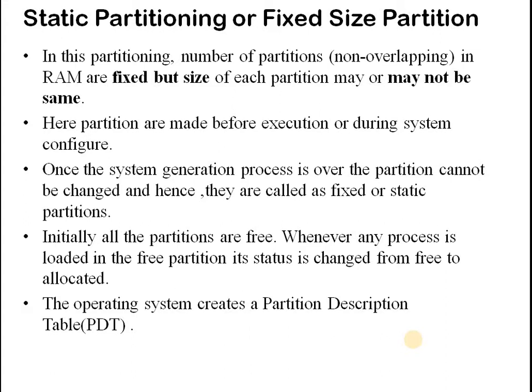In this partitioning, the number of partitions in RAM is fixed, but the size of each partition may or may not be the same. Here, partitions are made before execution or during system configuration, for example, operating system installation. Once the system generation process is over, the partitions cannot be changed, and hence they are called static or fixed partitioning. Initially, all the partitions are free. Whenever any process is loaded in a free partition, its status is changed from free to allocated.